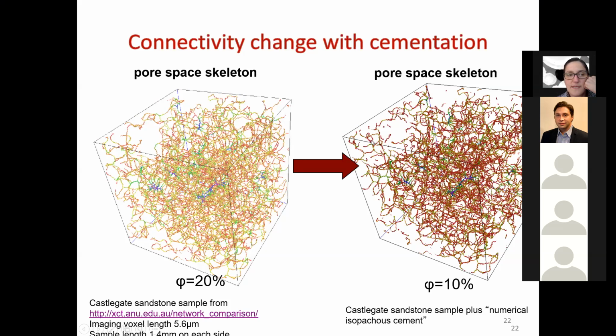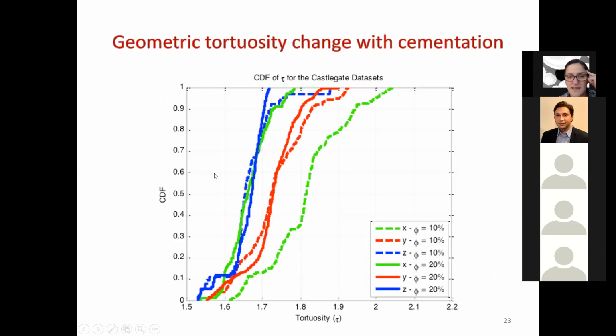What's also interesting to see immediately is that there's a large grain sitting right here, causing a hole in the medial axis. And that also means this image is not isotropic, because that grain disproportionately affects one of the directions as opposed to the others.